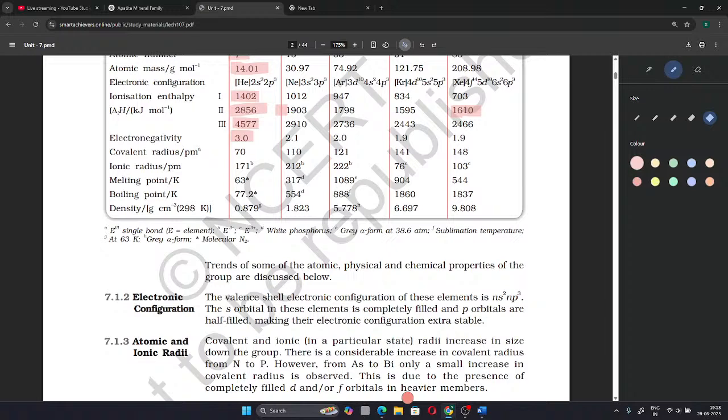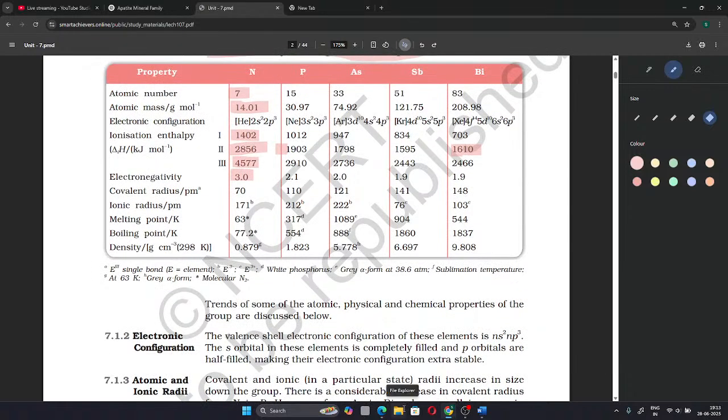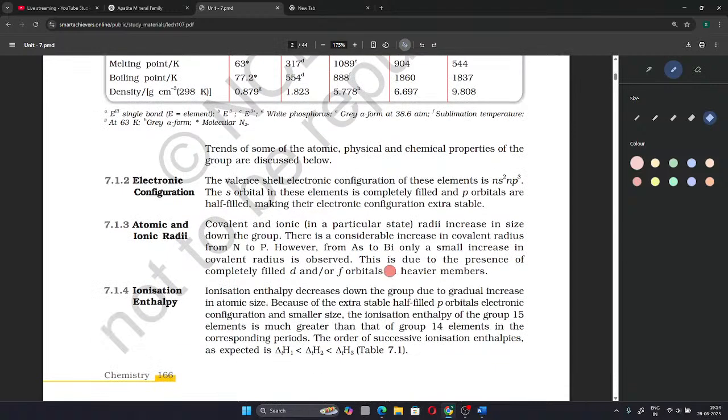And as for density, of course, the general trend is that it increases as we go down the group, and it is also because the metallic character is increasing. Because of this, the density of bismuth is the highest and nitrogen the least.